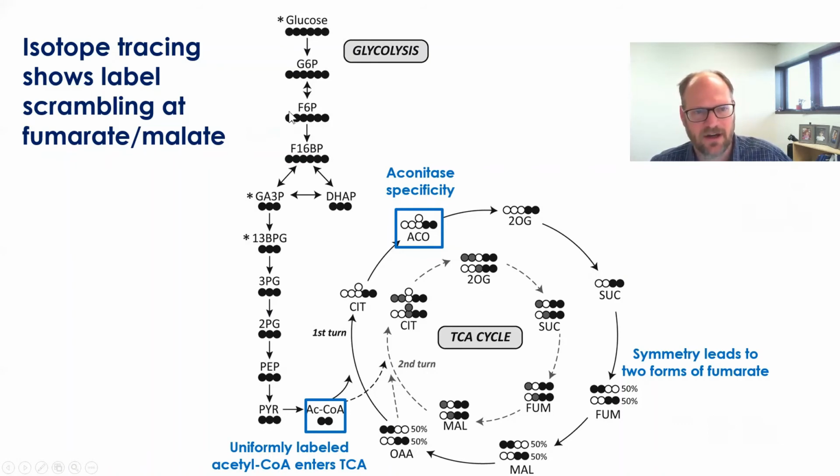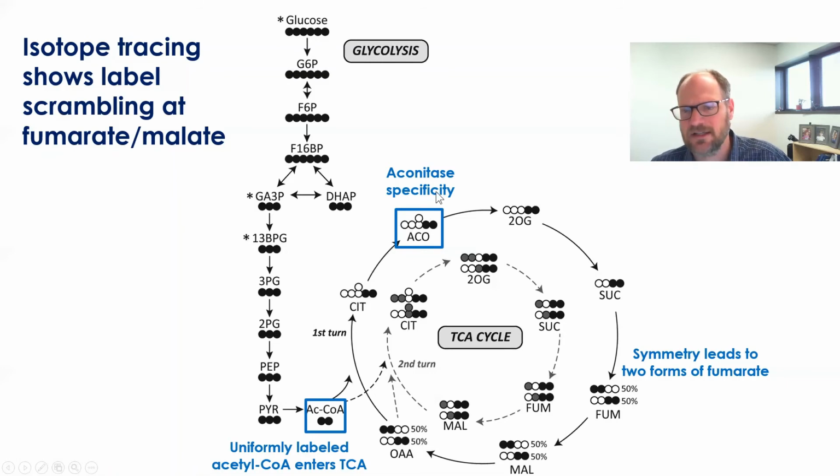So if we have a fully labeled glucose, that'll make a fully labeled pyruvate. That fully labeled pyruvate will make a fully labeled acetyl-CoA, and that, when it's added to an unlabeled oxaloacetate, will make this molecule here in citrate that has two additional neutrons on it. So it has a citrate with a mass of +2. So it has two additional neutrons on it that would not normally be there.